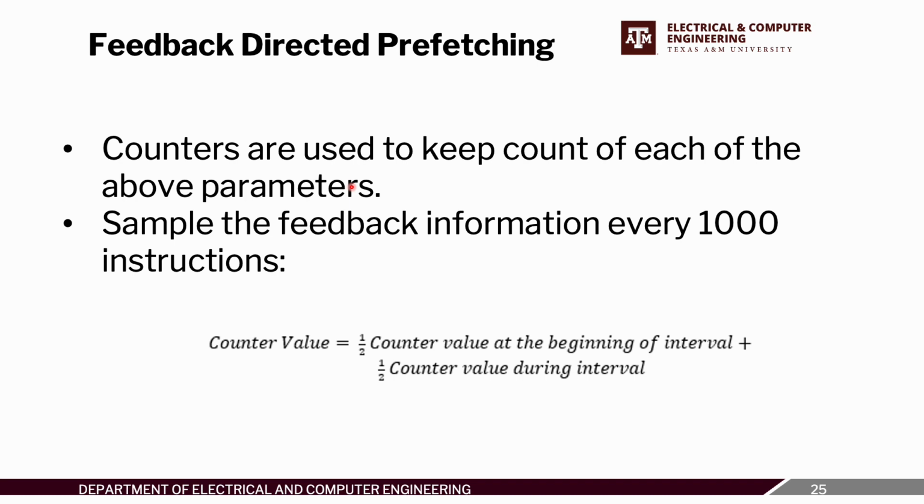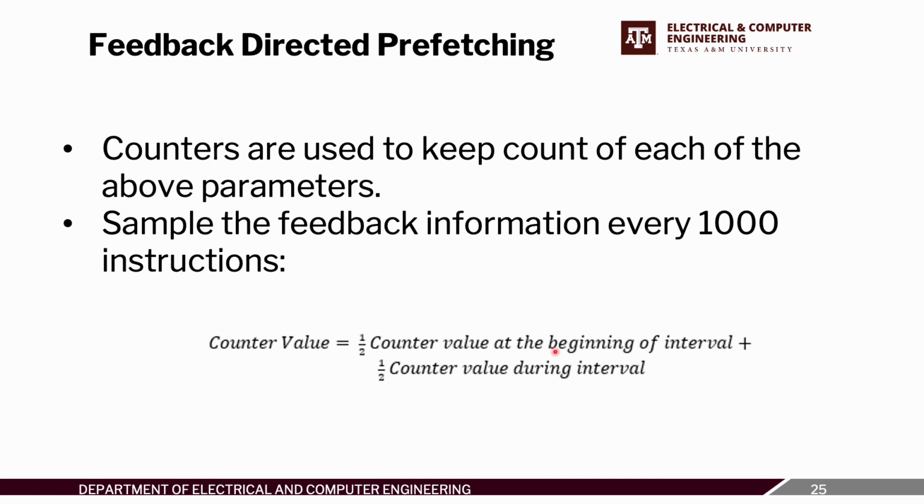There are counters that are used to keep track of the number of useful prefetches, the number of late prefetches, and the total number of prefetches in order to calculate the prefetcher accuracy and prefetcher lateness. However, we sample this feedback information every 1,000 instructions, and since we are sampling this, we need to make sure that we have the feedback from the previous interval as well as the present interval.